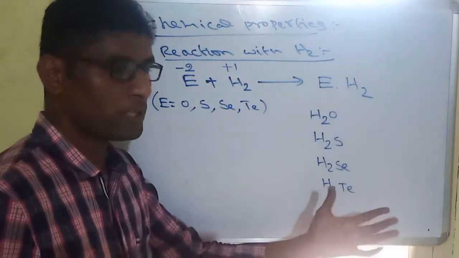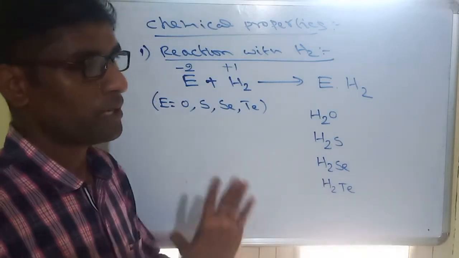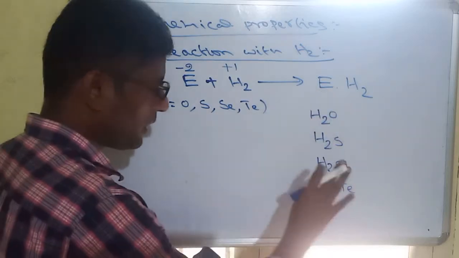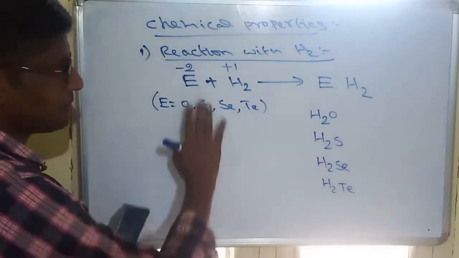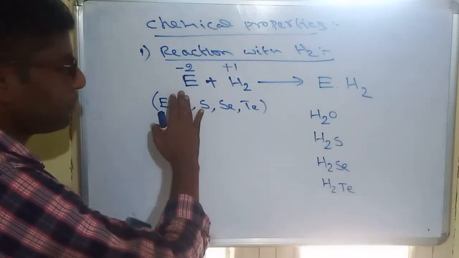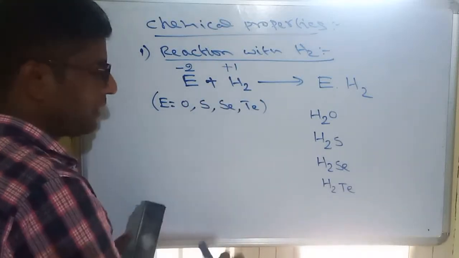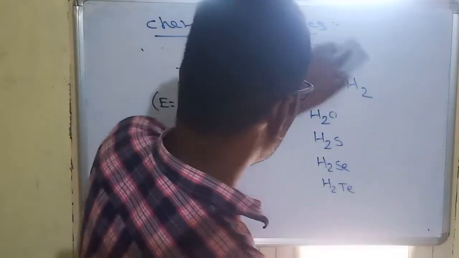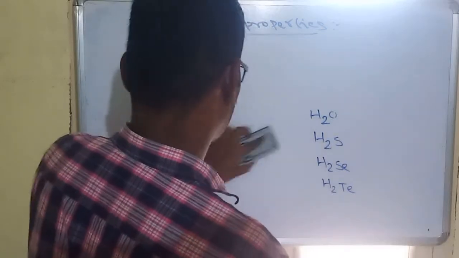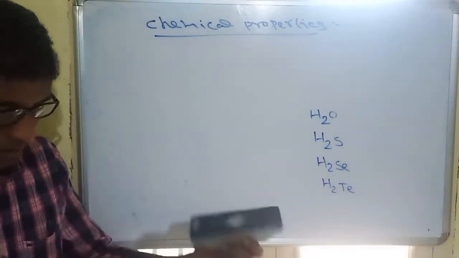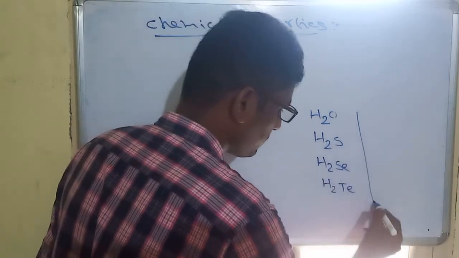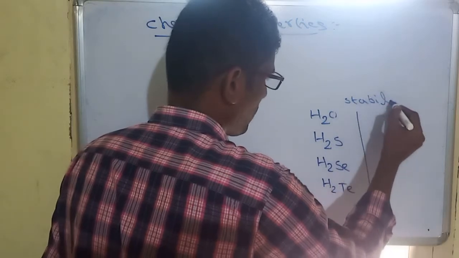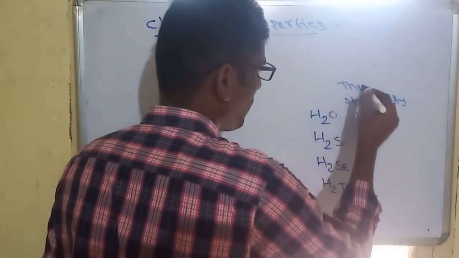All these properties are very important. Mostly in the P block, they will ask about hydride properties. So what are the properties? We will see one by one. So this is the reaction of the 16th group element with hydrogen. Oxygen combines with hydrogen, sulfur will combine with hydrogen. These are the hydrides. Among these hydrides, a number of properties they will ask. The first property is stability, also called thermal stability.